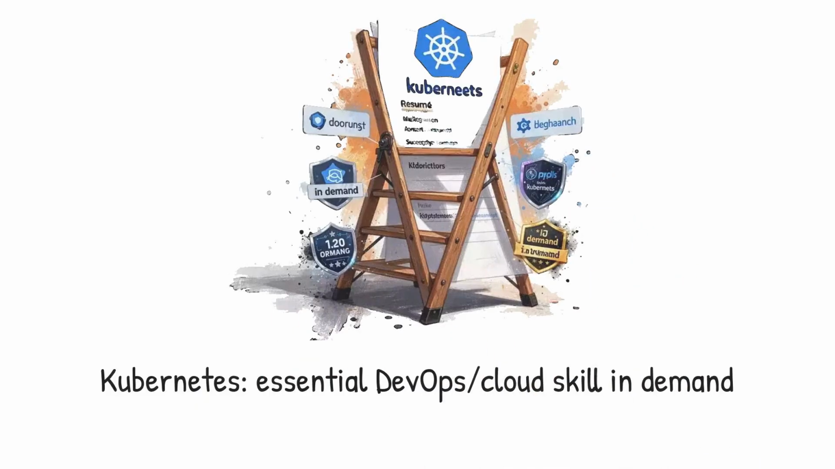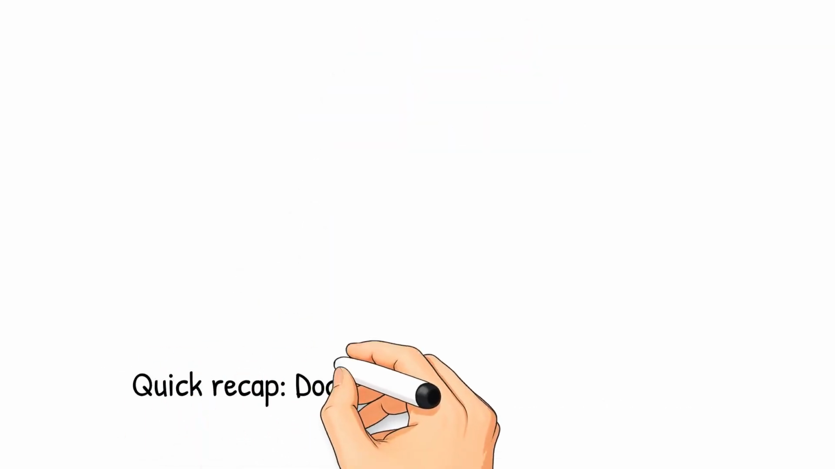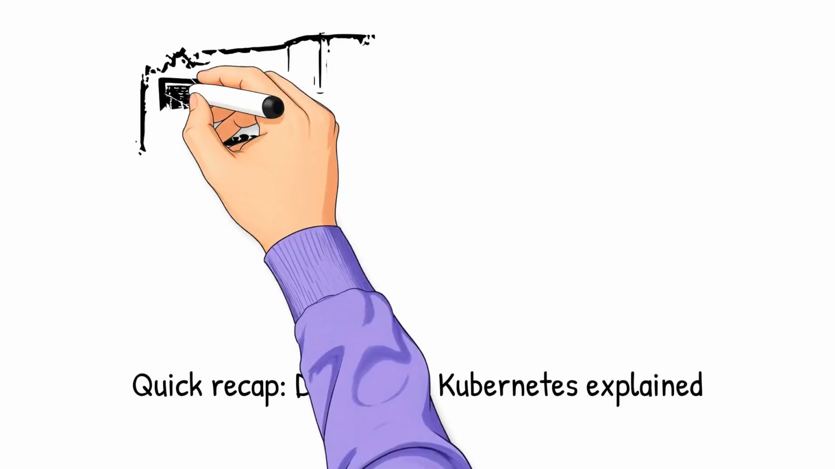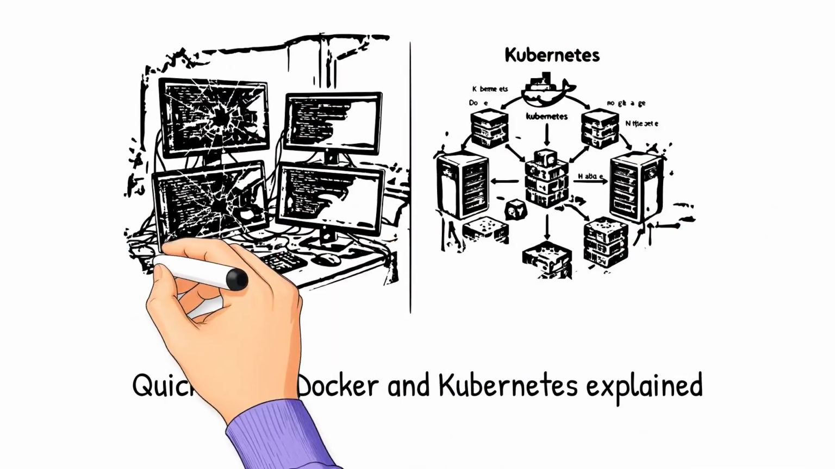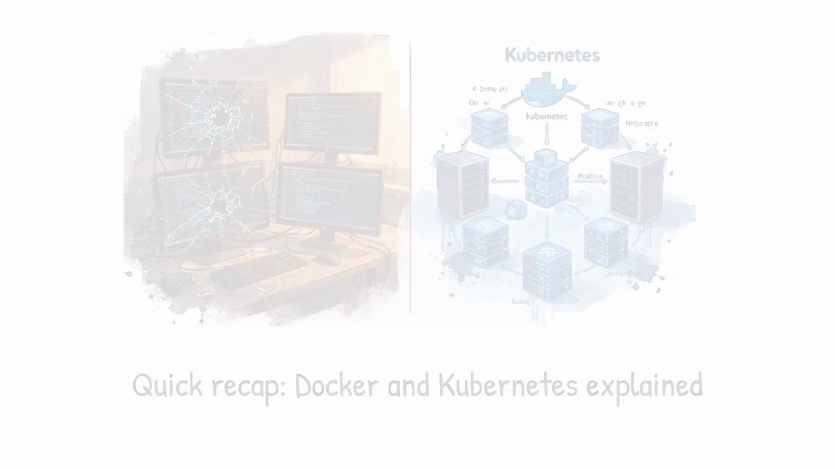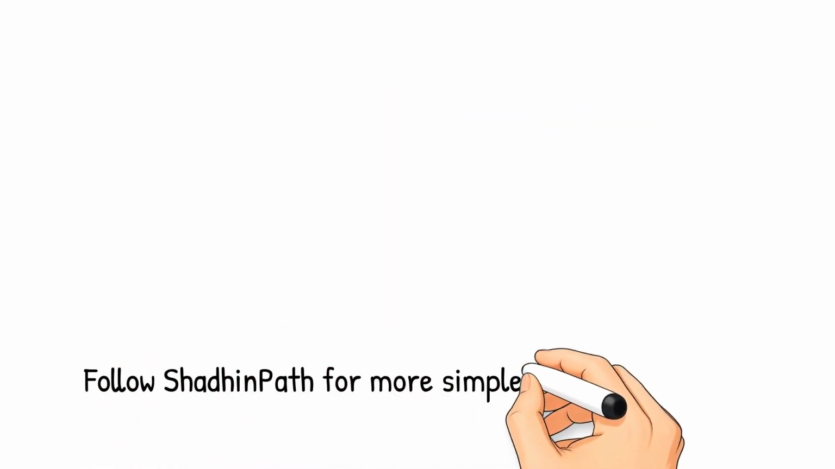Quick recap. The problem: code breaks across environments. Docker packs your app into a container that runs the same everywhere. Kubernetes manages many containers in production, healing, scaling, and updating. That's Docker and Kubernetes, explained simply.